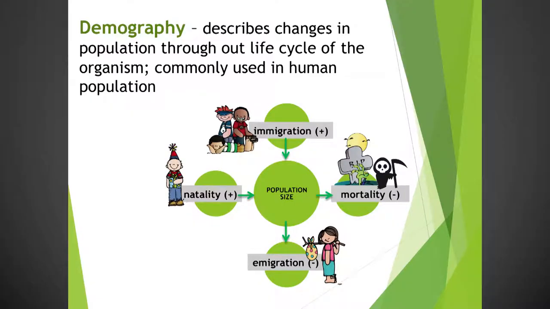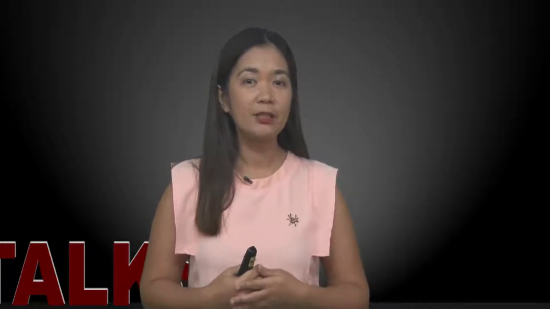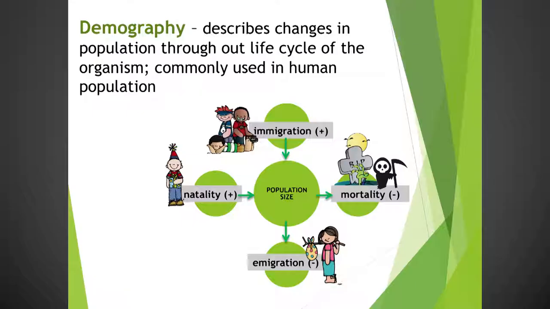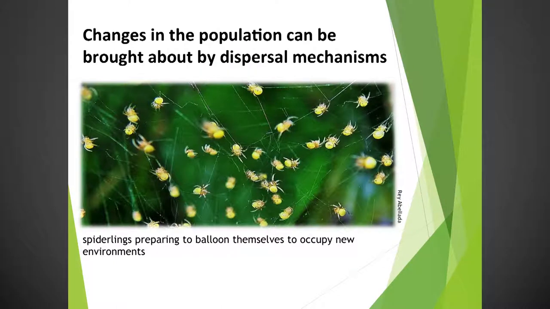So demography actually describes population throughout the life cycle of an organism. This is commonly used in human populations, but for today, we use it for general purposes. So populations are affected by birth, or what we also call natality. When members of the population die, this is what we term mortality. Immigration are new members entering the population, but not through birth. And some members of the population also leave it, thereby reducing population size through emigration. And emigration happens because of some dispersal mechanisms of certain populations.